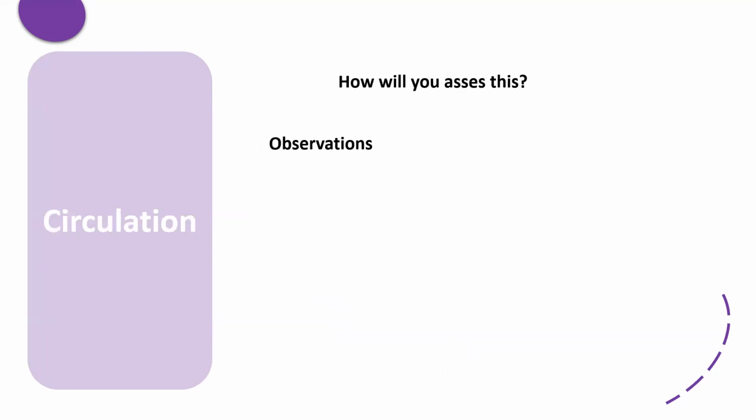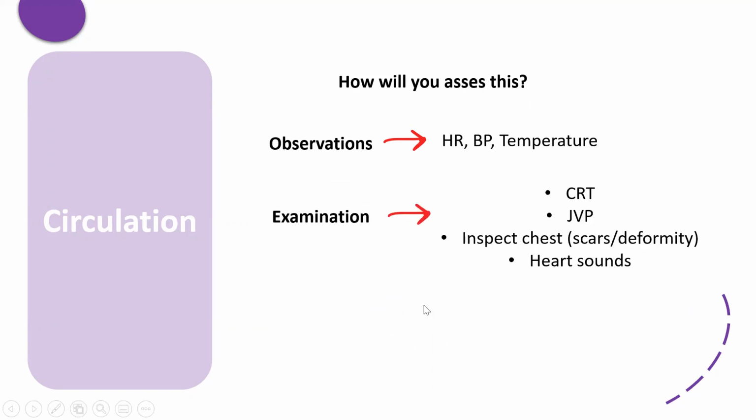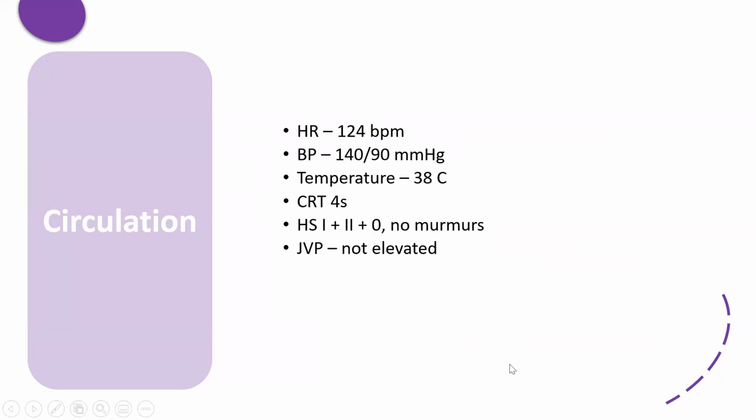So in terms of circulation, again, we're going to do basic observations: heart rate, blood pressure, temperature. We are going to check a capillary refill time, JVP, inspect her chest, listen for heart sounds. And again, investigations as needed. You can do an ECG, blood cultures, urine output, an MSU, etc.